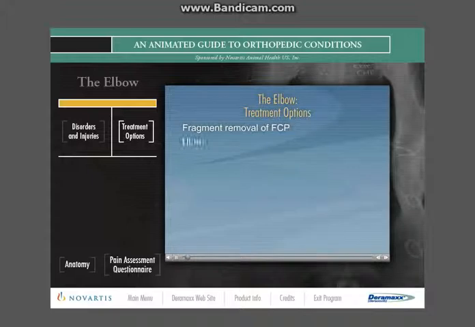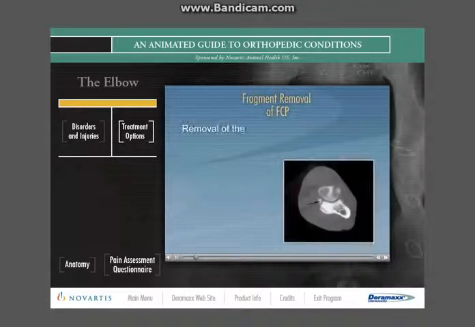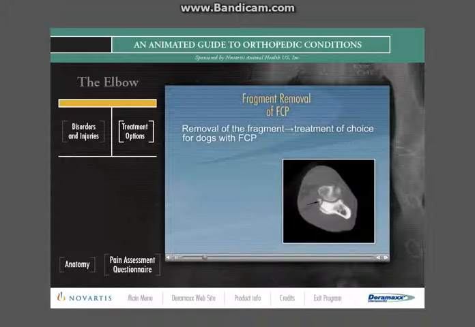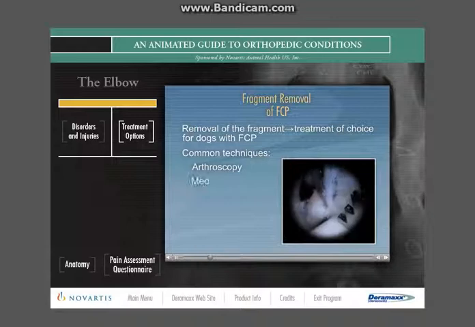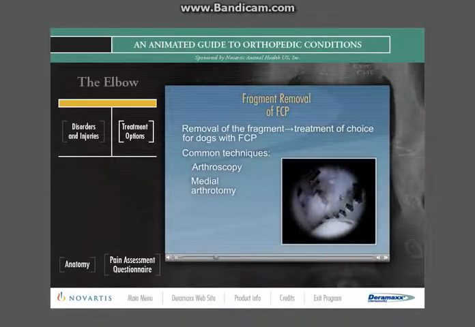Depending on the disease process, there are a number of surgical treatments available to the clinician. Removal of the fragment is accepted by most surgeons to be the treatment of choice for dogs with FCP. The two most common techniques include arthroscopy or a medial arthrotomy. Arthroscopy, the preferred method by many veterinary surgeons, provides a less invasive procedure.